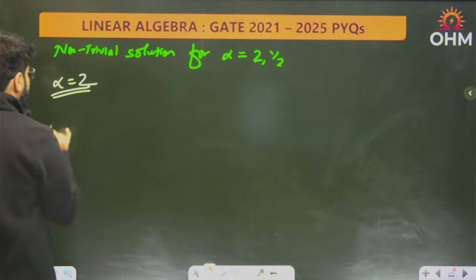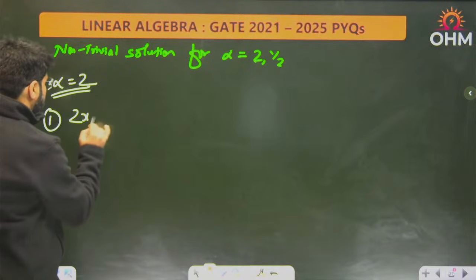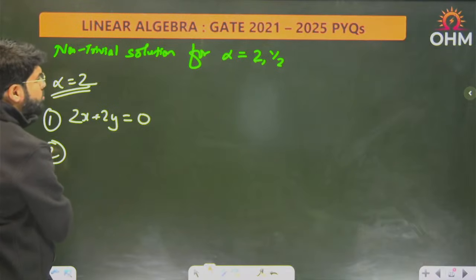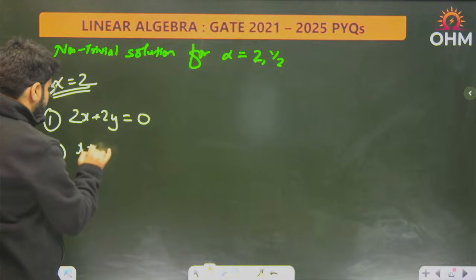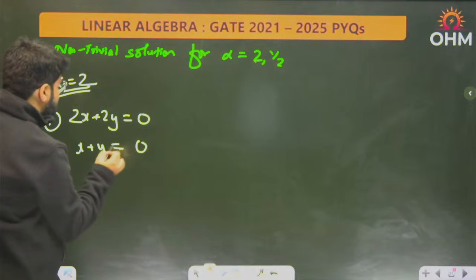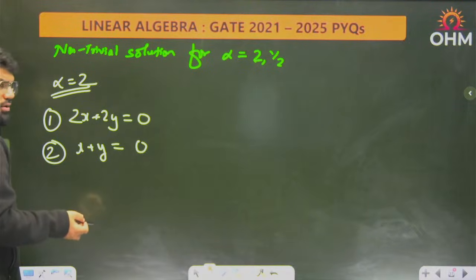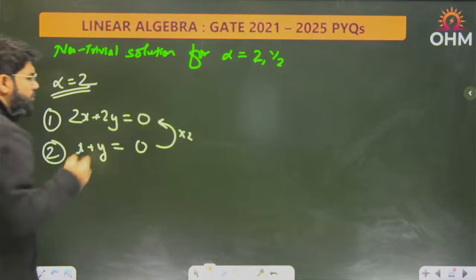Suppose I take alpha equal to 2. What is the first equation then? Alpha is 2 means 2x plus 2y equal to 0. Equation number 2: 5 minus 2 alpha will become 1 if alpha is 2. So the second equation is x plus y equal to 0. Now you see, if x plus y is 0, 2x plus 2y is automatically 0. You multiply this by 2. Dependent equation. That is why infinite solutions.